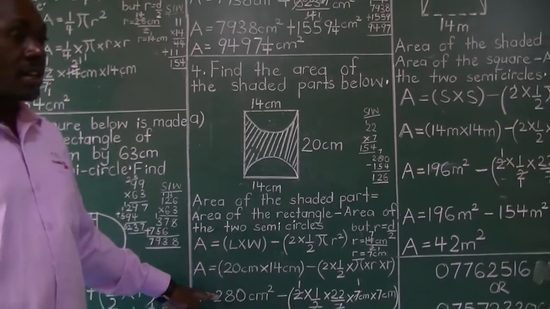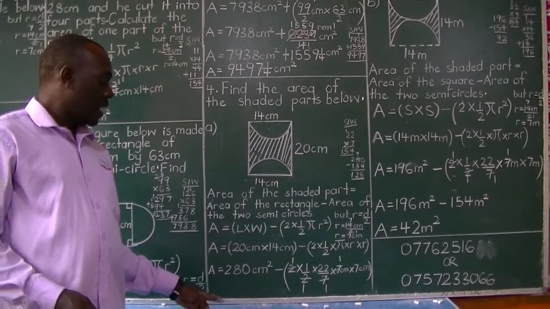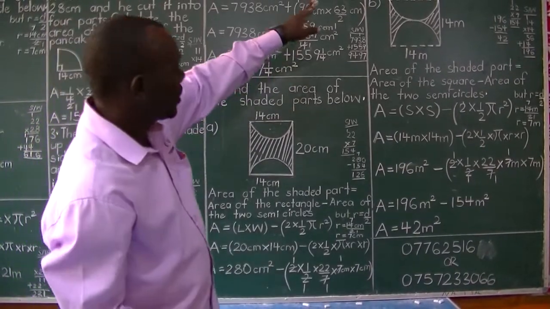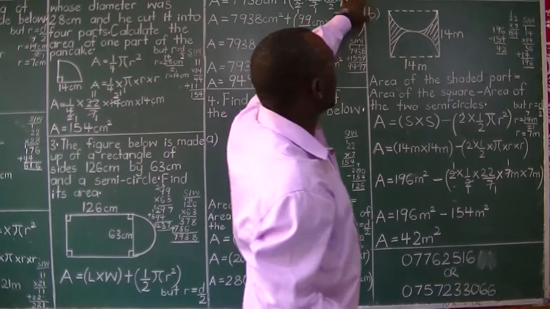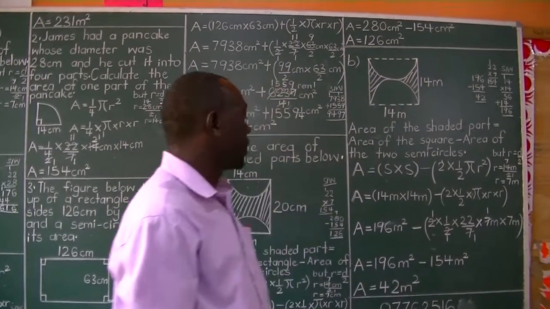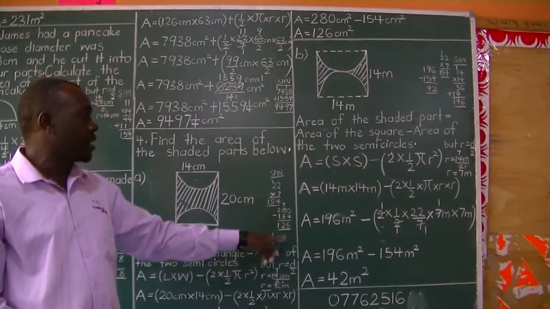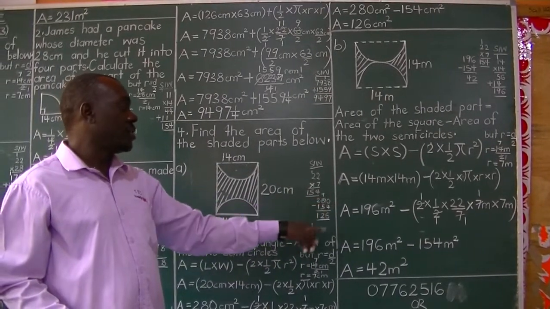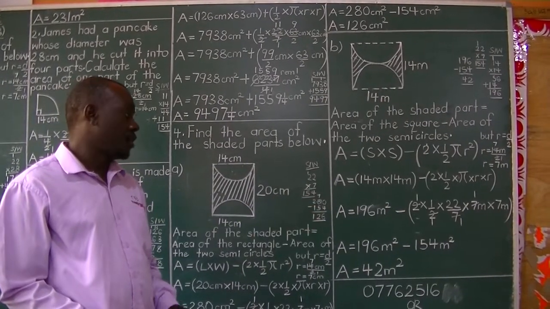And remember, we've got the area of the rectangle already as 280 centimeters squared. So do we subtract properly? That is, area equals 280 centimeters squared minus 154 centimeters squared. Now we subtract actually. So 280 on top, then 154 down.